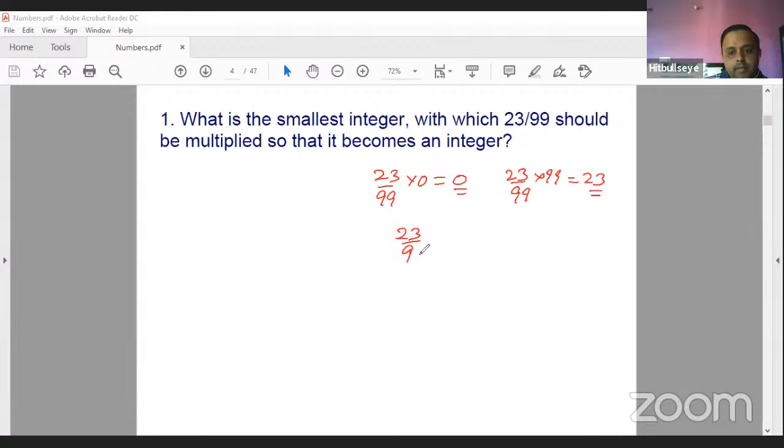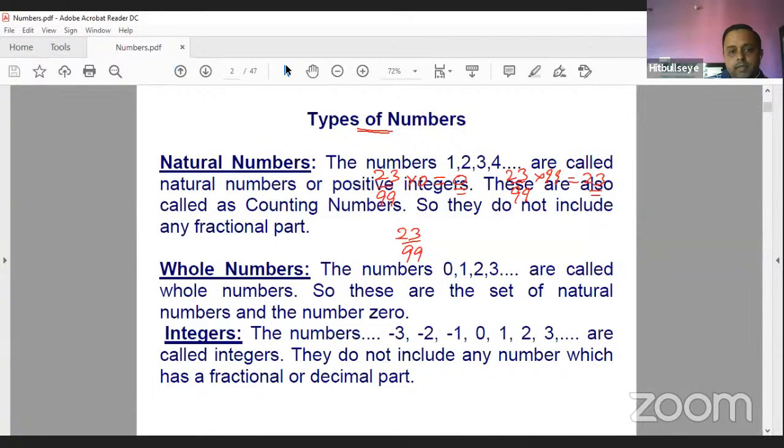If I multiply this by 99, now the thing is that we are talking about the integers here. Integers, what are integers? Integers are whole numbers 0, 1, 2, 3, etc., and their negatives also. So integers are not only the positive ones, they can be negative also, -1, -2, -3, and so on. They are the negative integers.